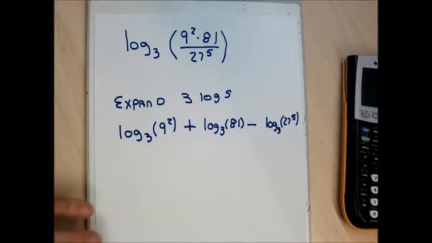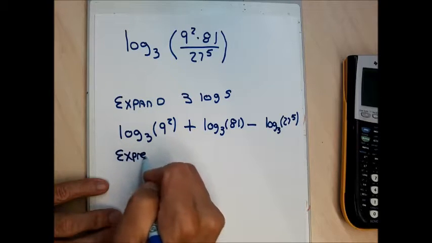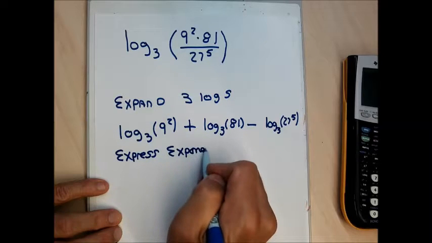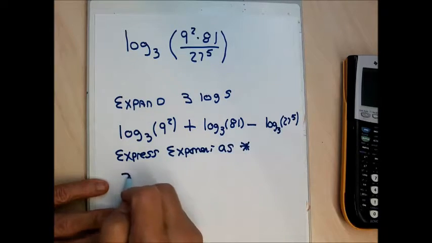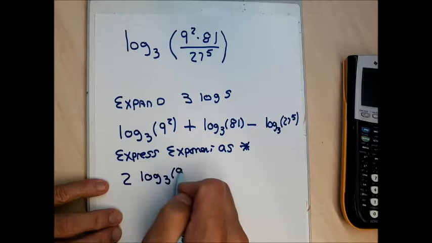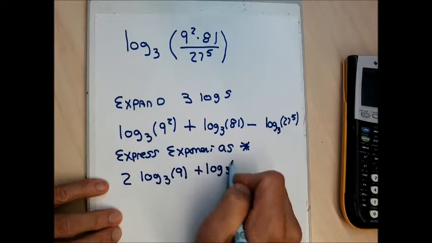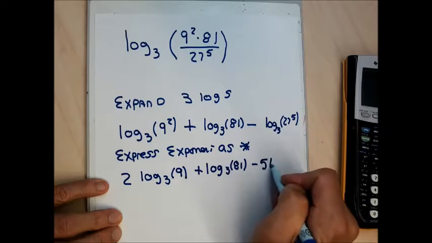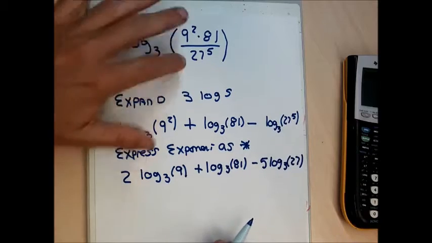So I expanded this into 3 logs, and now I'm going to express the exponent as multiplication. I'm going to rewrite the first log as 2 times the log base 3 of 9. The second log I'm going to leave at the log base 3 of 81. And the third log I'm going to write 5 times the log base 3 of 27. I claim that both of these are equal to each other.